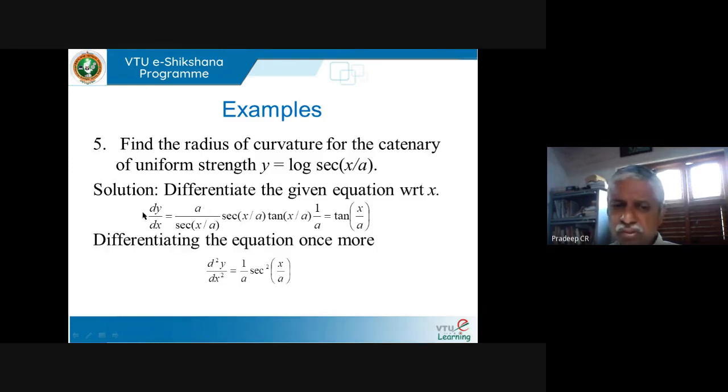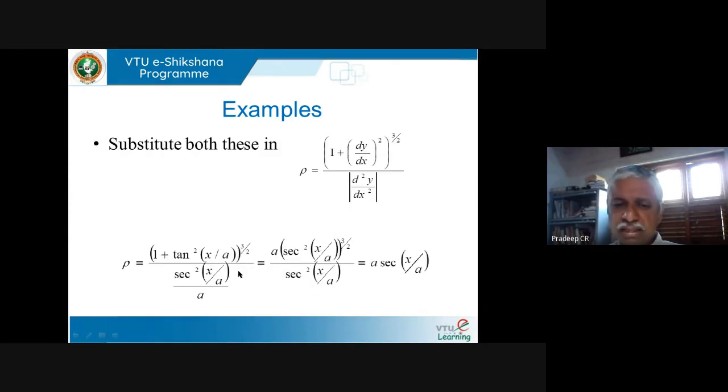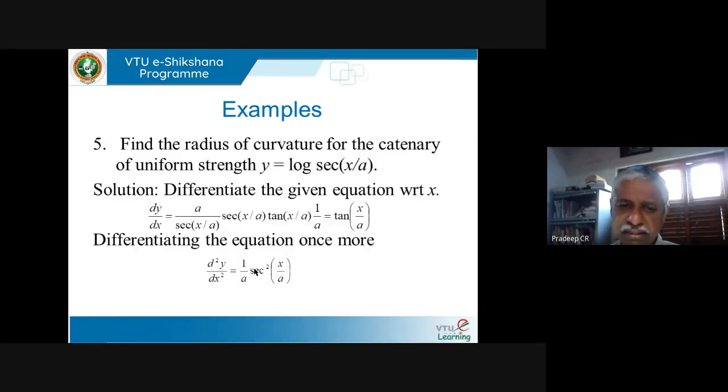Differentiating this equation once more, d square y by dx square, I'll get this, because the derivative of tan x by a is secant square x by a into 1 by a, that's what I have written here. So for dy by dx and d square y by dx square, I have both the expressions. So I'll write here. Yeah, there is no a here as far as I can see. This a is a mistake.